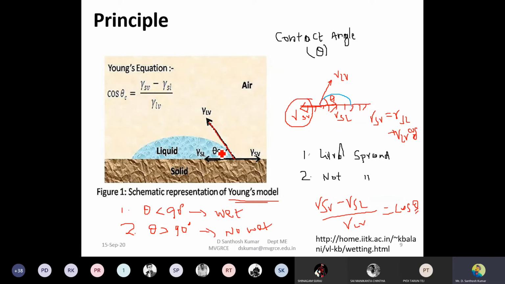So that is one of the deciding factors. I think you people clearly understand this principle: the Young-Dupré equation will help to identify the contact angle. This contact angle tells whether the liquid spreads out over the surface or won't spread out, so wetting or non-wetting. With this you can easily see whether your liquid will seep into the crack or not.